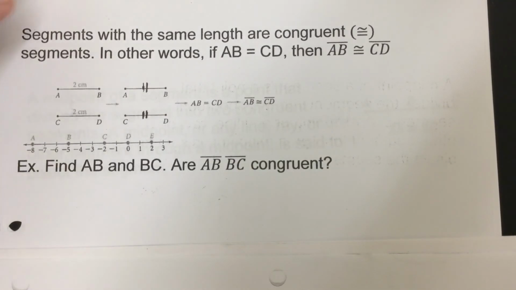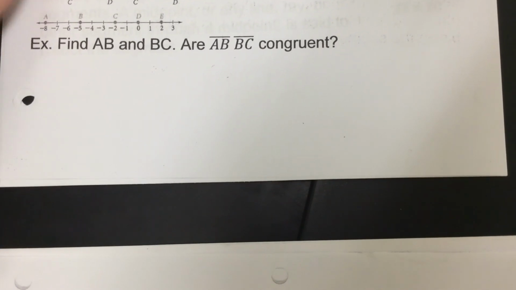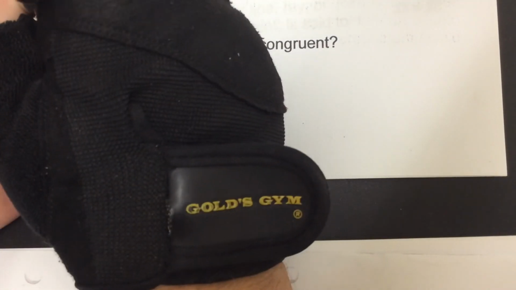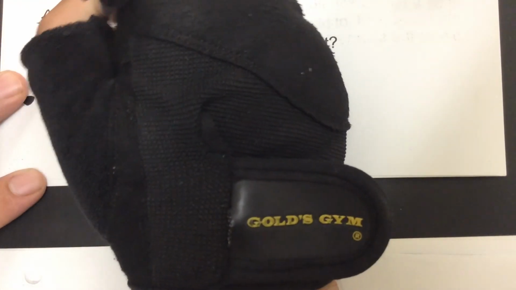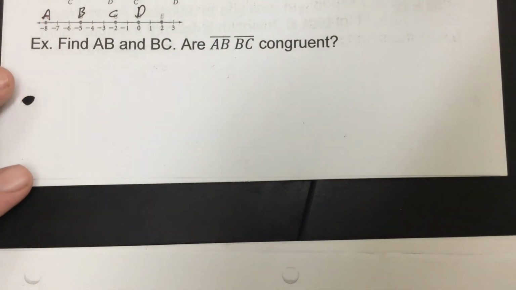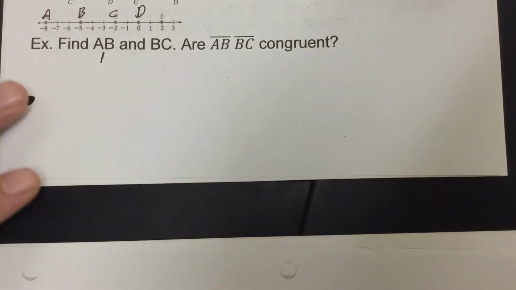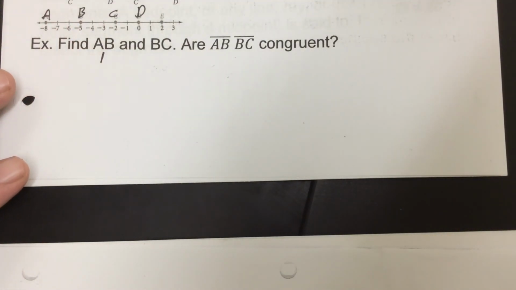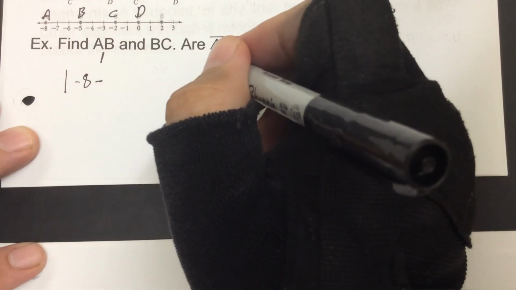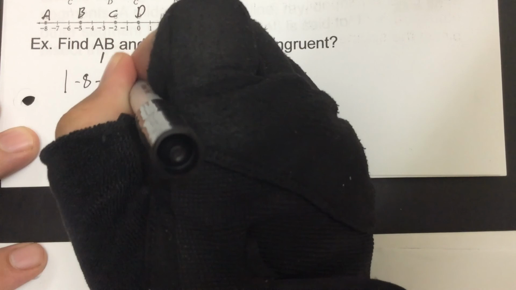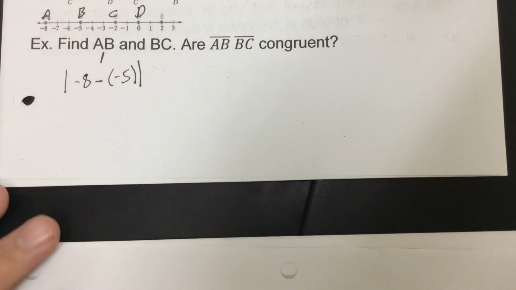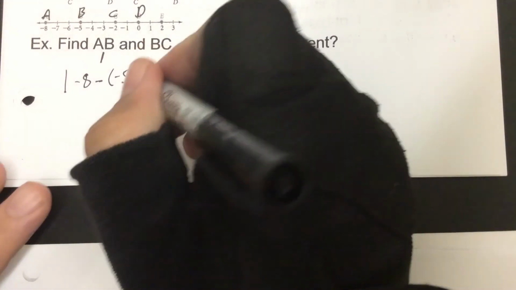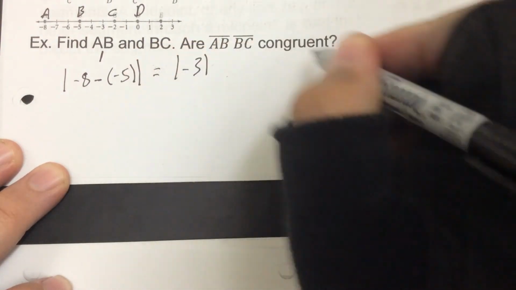So if we're looking at AB on this little number line, with A, B, C, and D, what is the measure of AB? Let's start with that. Well, we would have the absolute value of A, which is at -8, minus B, which is at -5. -8 minus -5 is really -3, but because of absolute value, it makes it +3.